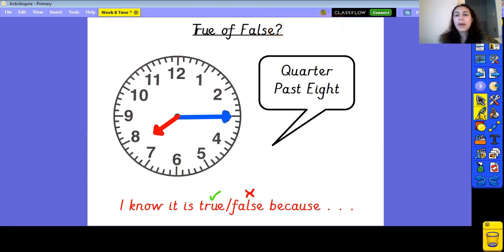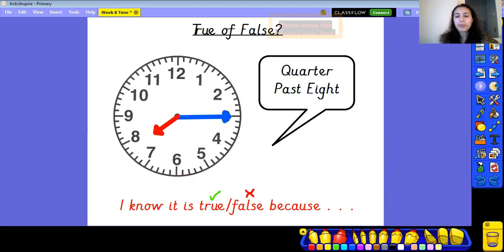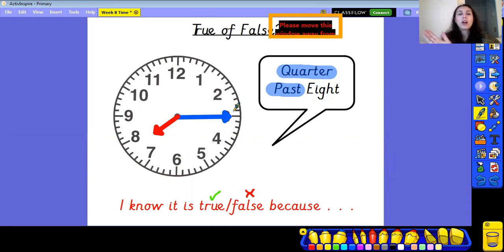So quarter past 8. Well, we know that this phrase here, quarter past, means that our minute hand should be a quarter of the way past the hour. So here it's on the hour. By moving to here, it has gone a quarter of the way round the clock, so it should be pointing over the 3. So yeah, that is correct.